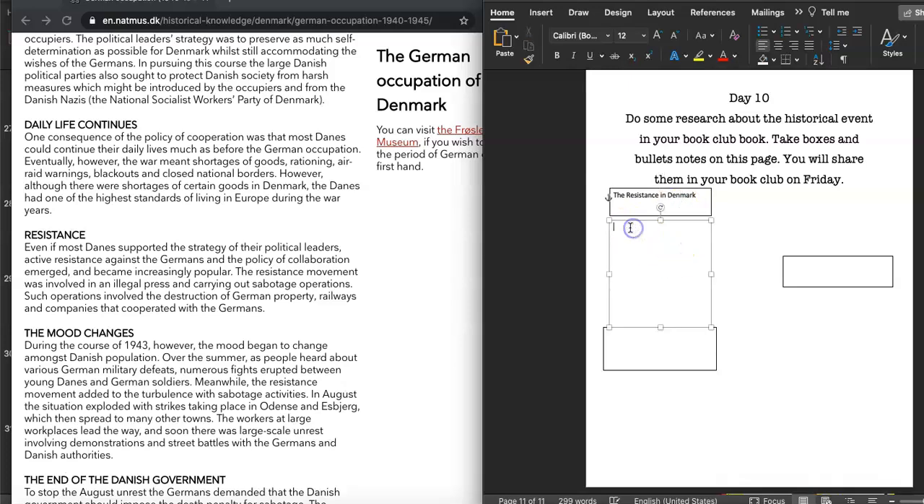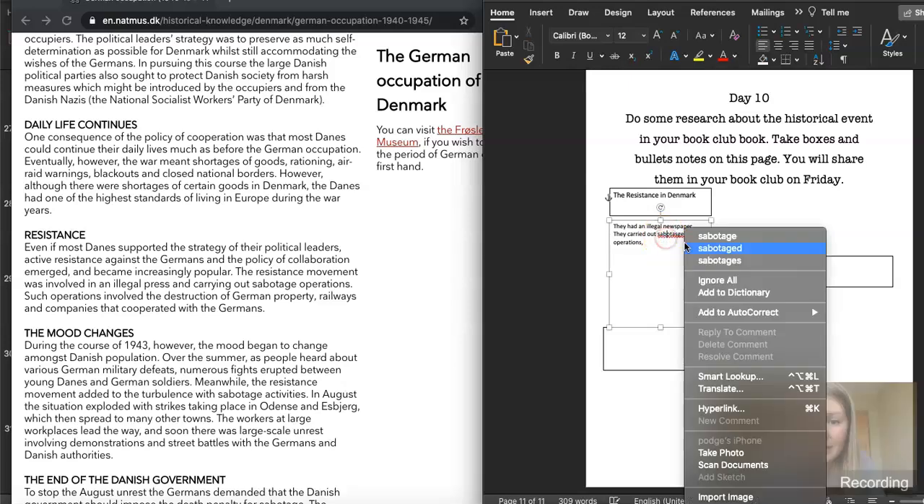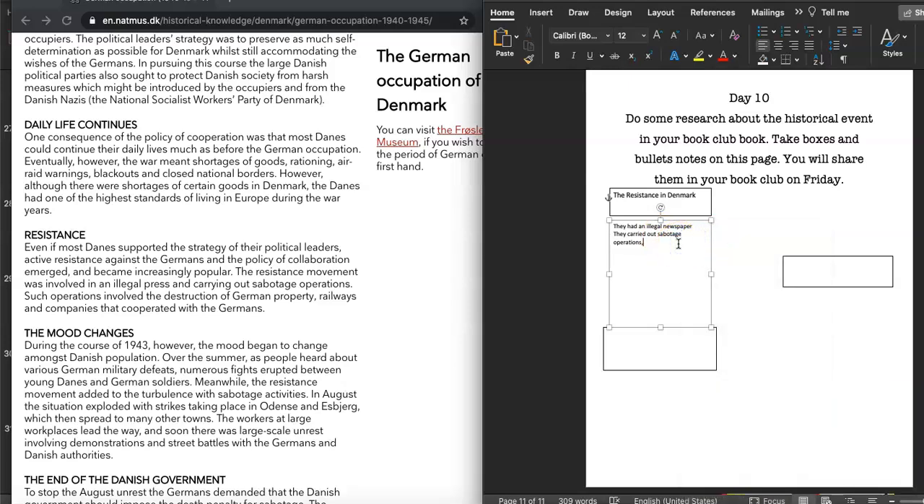Okay, and then below it, I can add some notes, and I would say they had an illegal newspaper. I could add to that, let's see, what else did we say? Oh, yes, they carried out sabotage operations. Okay, and then I might even add next to that Peter in Number the Stars was part of the resistance. So just like Peter did in Number the Stars, right? He's part of the resistance and is working as one of the resistance leaders.